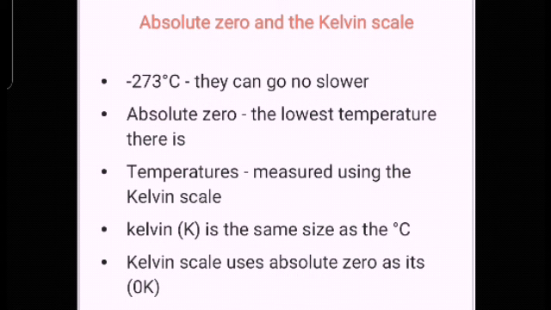Okay, in scientific work, temperatures are often measured using Kelvin Scale, and its unit is Kelvin, K. Okay, this temperature scale, Kelvin Scale, is the same size as the degree Celsius. Kelvin Scale dengan degree Celsius scale ni adalah sama. Cuma Kelvin Scale uses absolute zero as its zero K. Yang membezakannya adalah Kelvin Scale menggunakan absolute zero sebagai zero Kelvin.